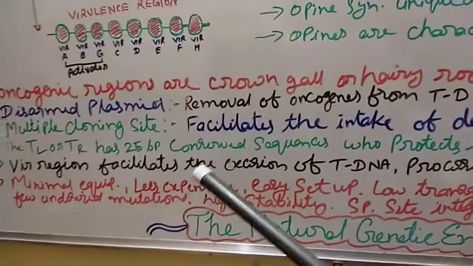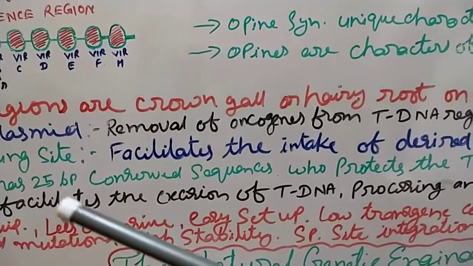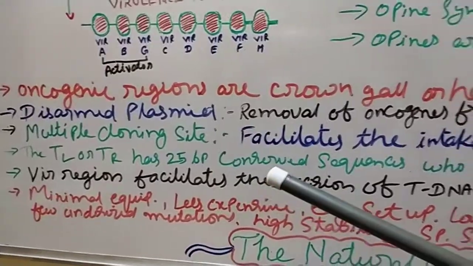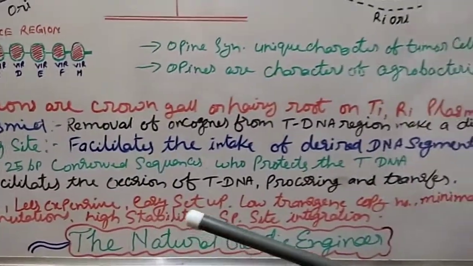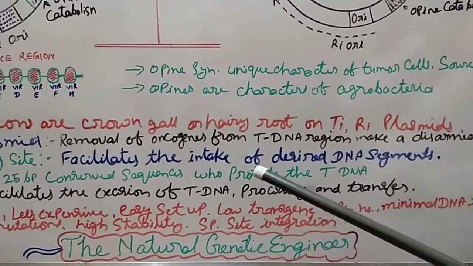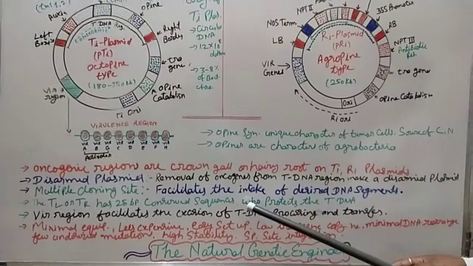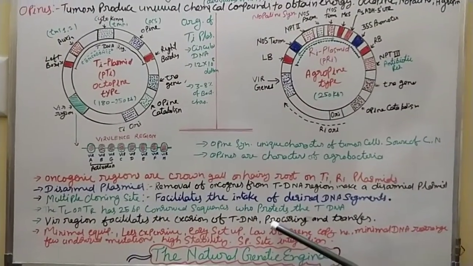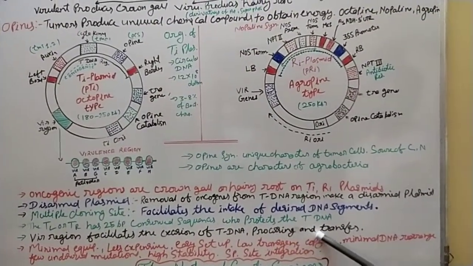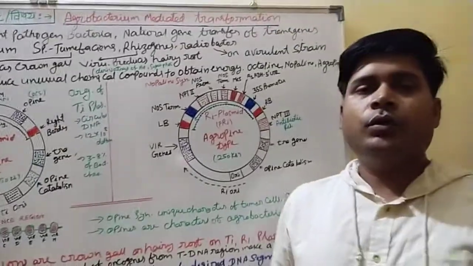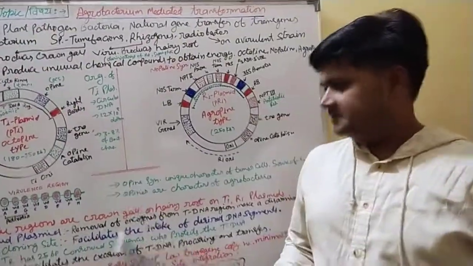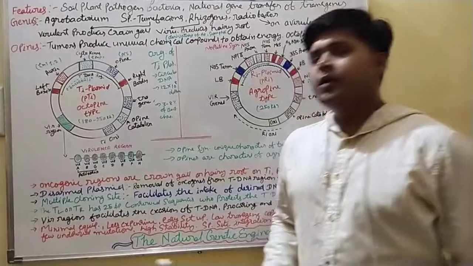Vir regions. What is the function of the Vir regions? Vir regions facilitate the excision of tDNA, processing and transfer. So Vir regions mainly cleave the tDNA, process that cleaved tDNA, and transfer that tDNA to the host cells.